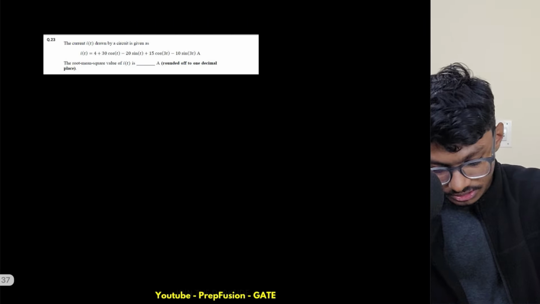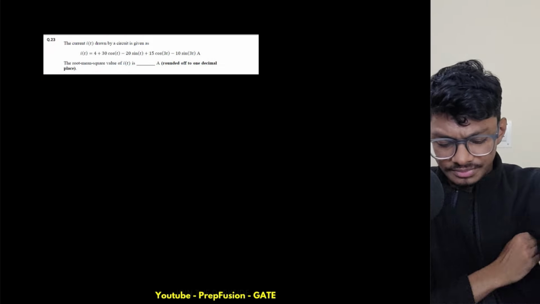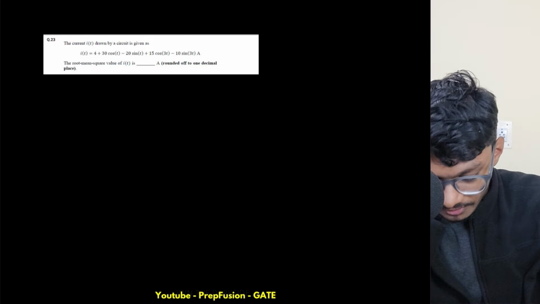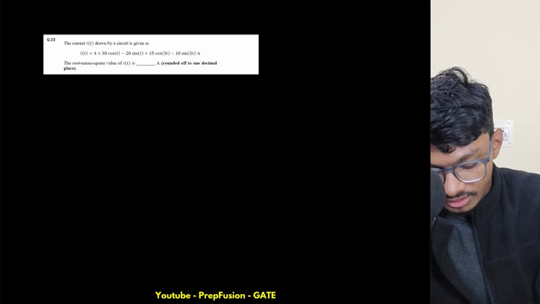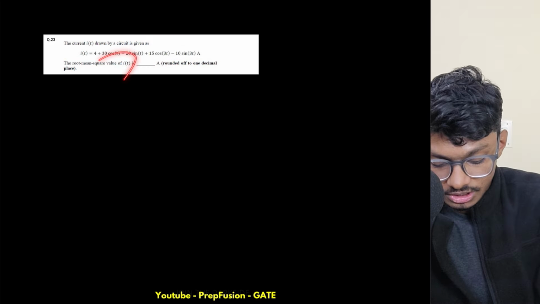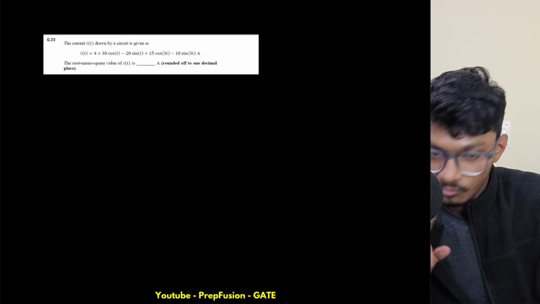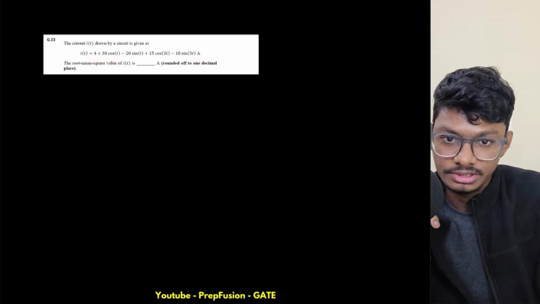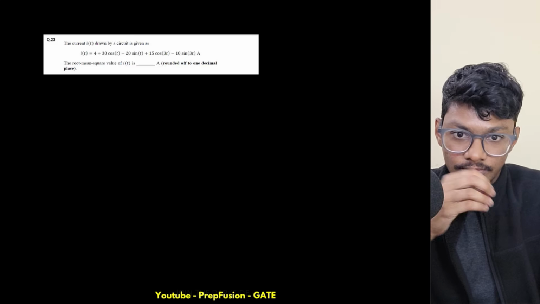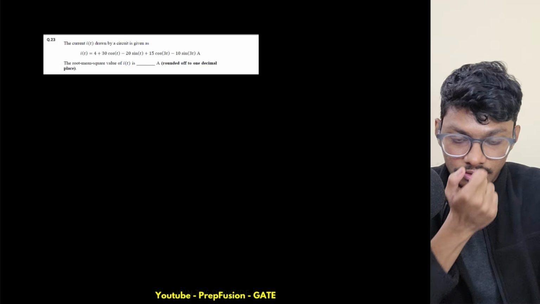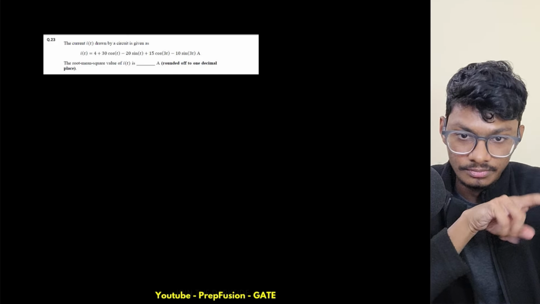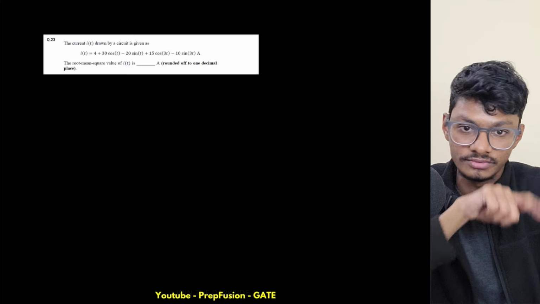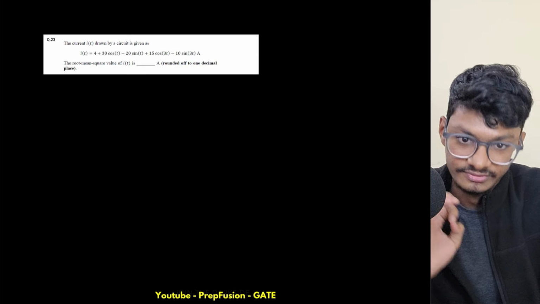And next question, this is again on simple network concept, the RMS value concept. So you have been given this I of t, and you have to find the root mean square of I of t. So here again the orthogonal thing will come up. Whichever signals are orthogonal to each other, just take the RMS values of the individuals, square them individually, add them up, and then take the overall square root of them. That will give me the overall RMS value of this signal.